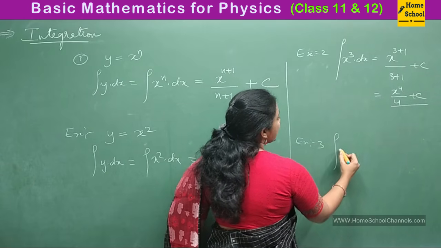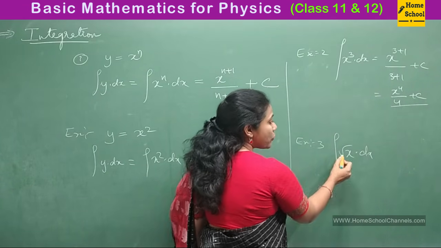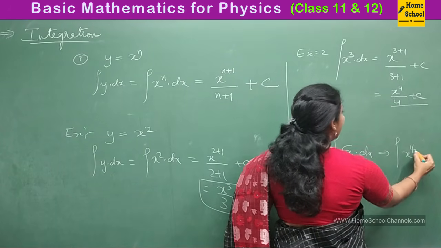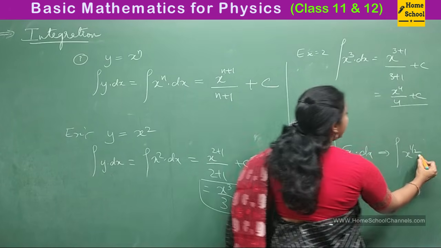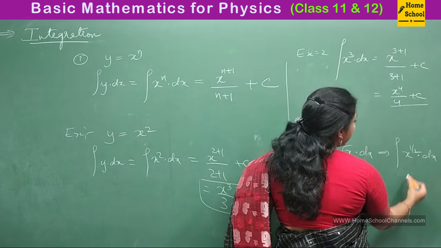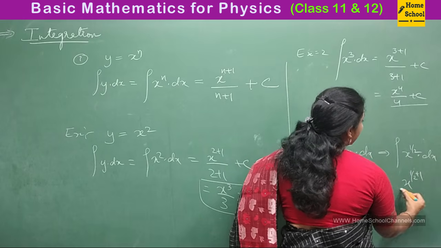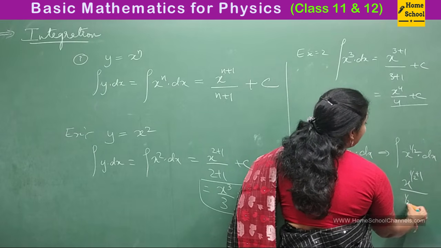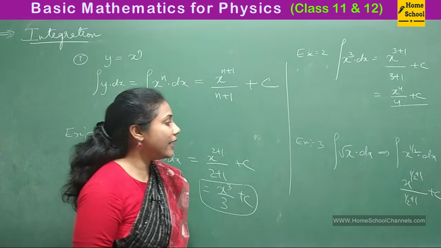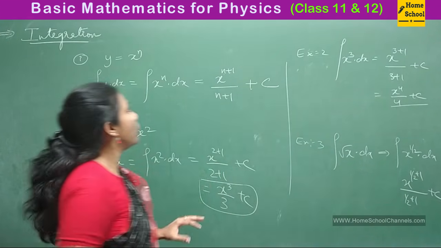Similarly, example number 3. Integration of root x into dx. This root can be written as x to the power 1 by 2, into dx, right? So how do you integrate here? x to the power 1 by 2 plus 1 divided by 1 by 2 plus 1, plus c, you have to do. So this is how we can use this particular formula.